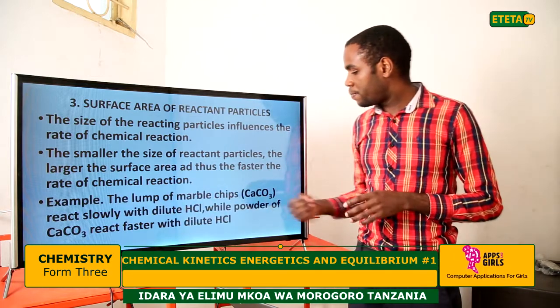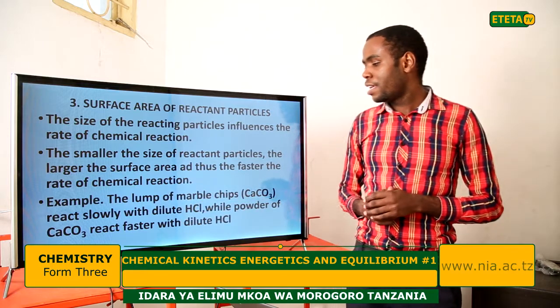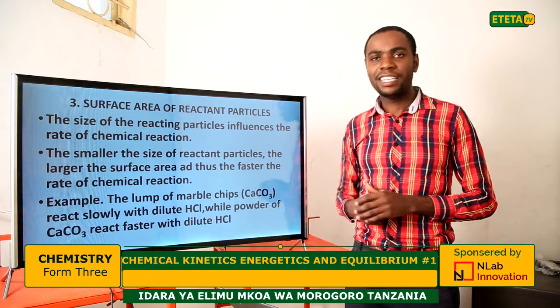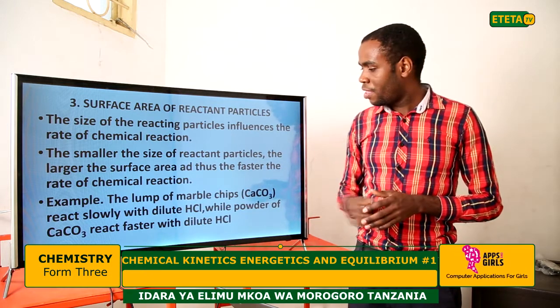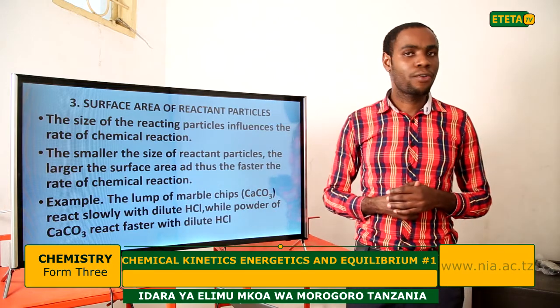Here I have an example. A lump of marble chips, calcium carbonate, reacts slowly with dilute hydrochloric acid because the particles of marble chips are large. Now, these particles will react very slowly with dilute hydrochloric acid.